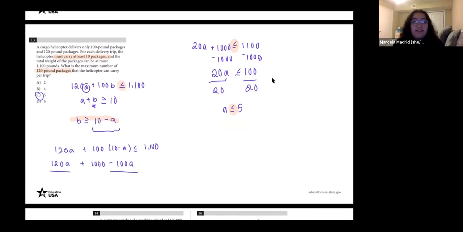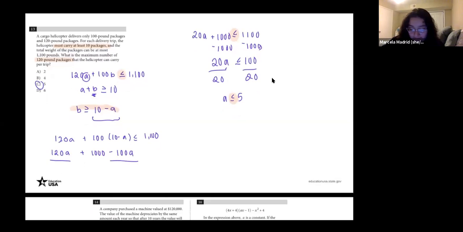So hopefully that clarifies things. So this is just a really long word problem, but it's just two inequalities, but it's giving you a word problem to make it confusing, as it confused me, so it worked.